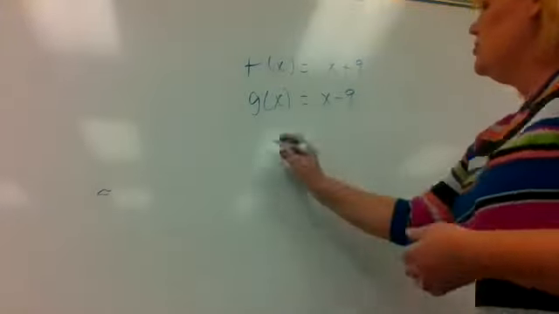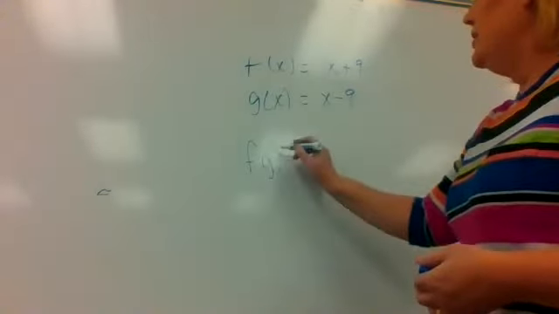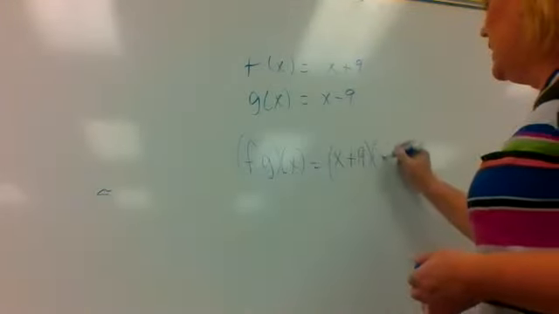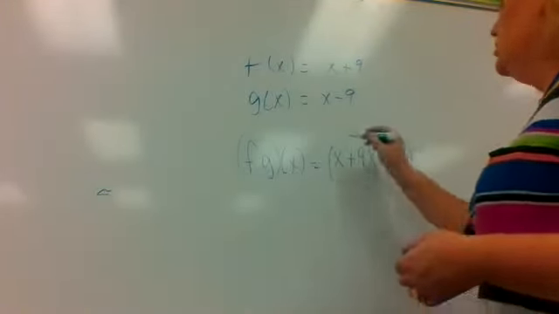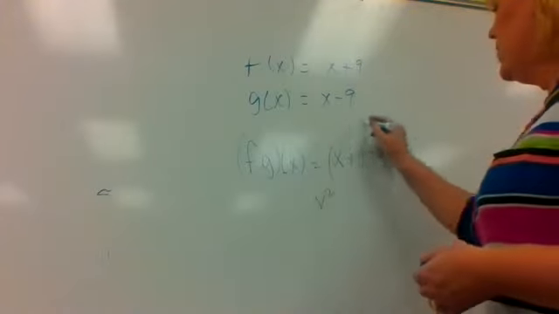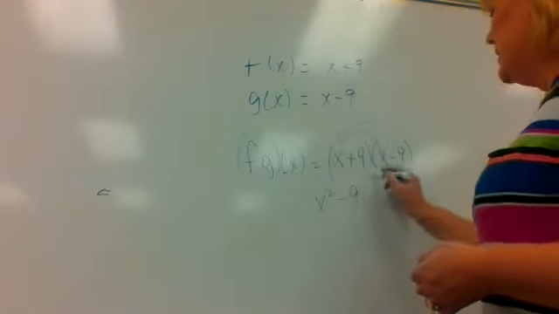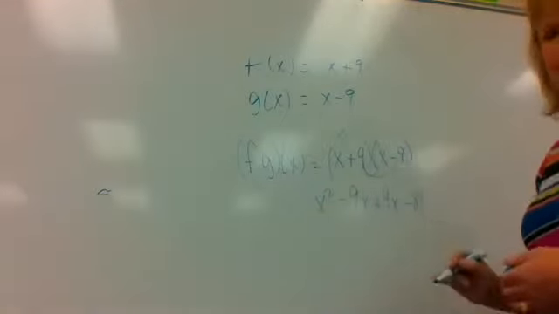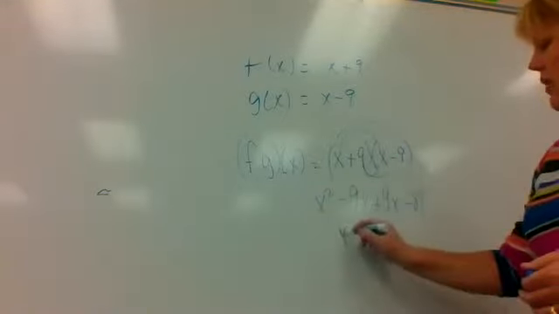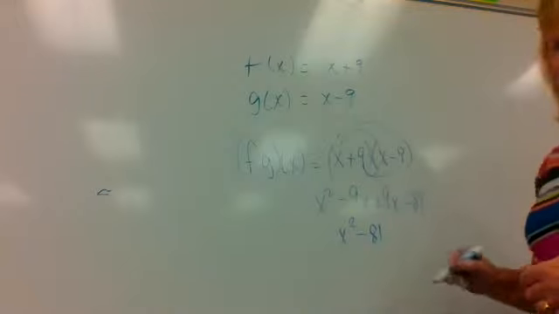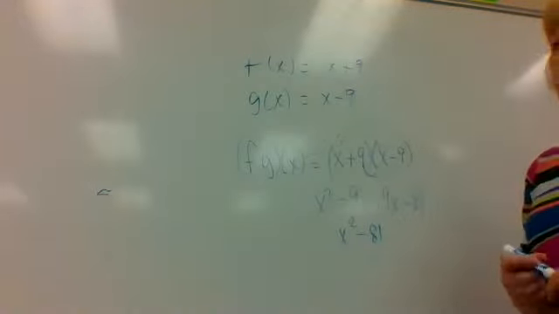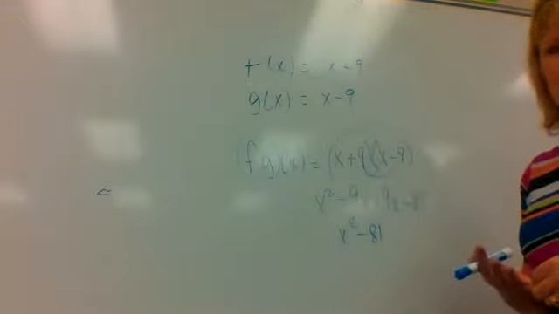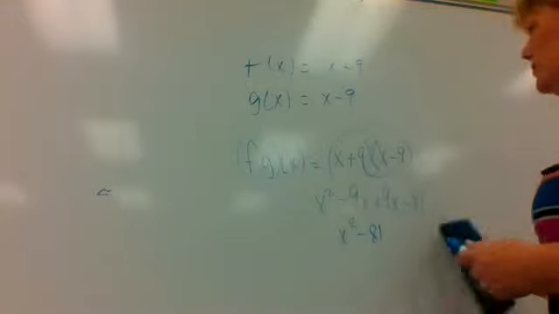Then they ask us to multiply them, f of g of x, which is x plus 9 times x minus 9. You need to use FOIL. X squared minus 9x plus 9x minus 81. Terms in the middle go away. X squared minus 81. The domain is still all real numbers because I don't have anything under the fraction bar and I don't have anything under the radical.